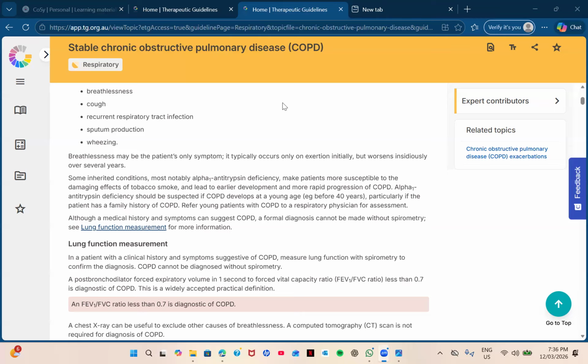And if it is reversible, what should be present? If it is reversible, the FEV1 should increase by more than 12%. But in COPD, it does not increase by more than 12%. That means it's not reversible, that means irreversible, right? So that's all.